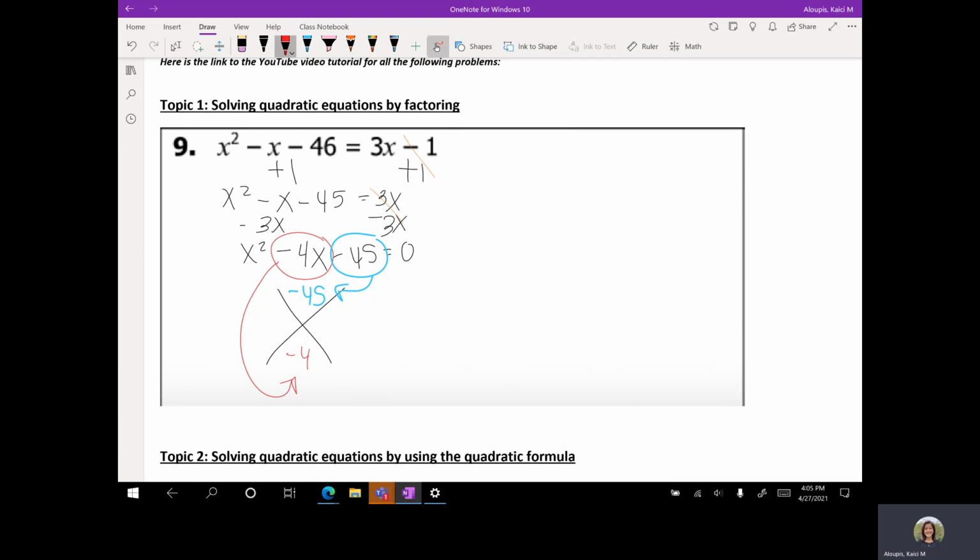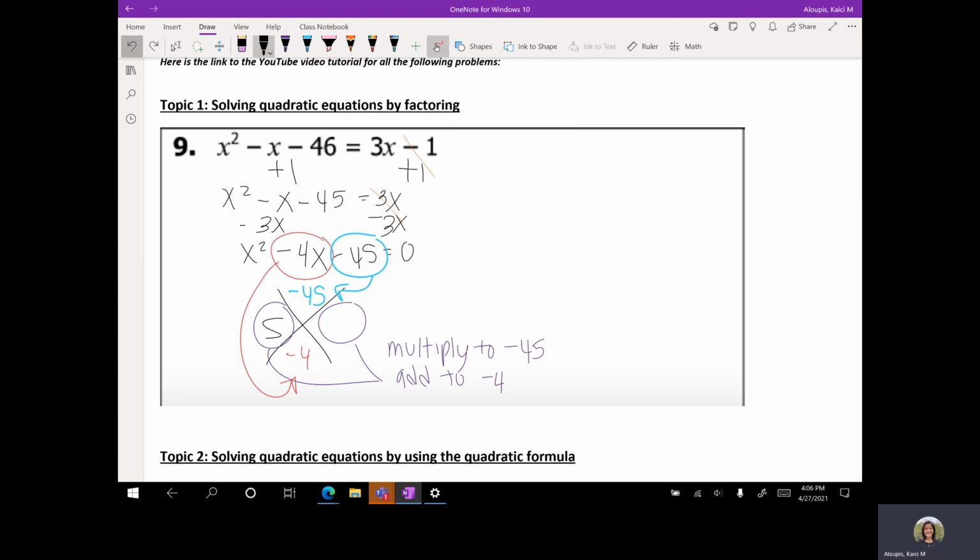The thing that I now need is two numbers to go here and here. These two numbers are going to multiply to negative 45, and they're going to add to negative 4. Notice that I carried the negative signs with my terms. That's super important. The negatives matter.